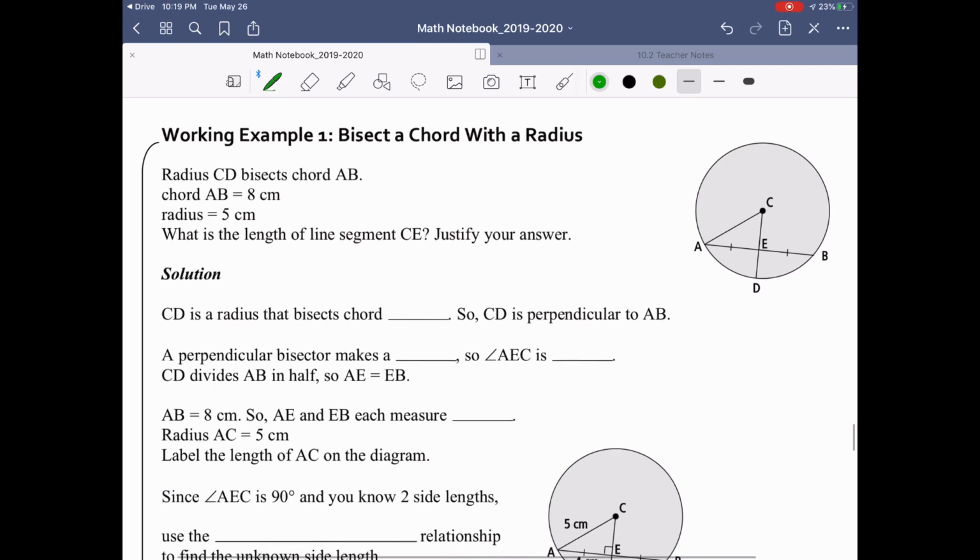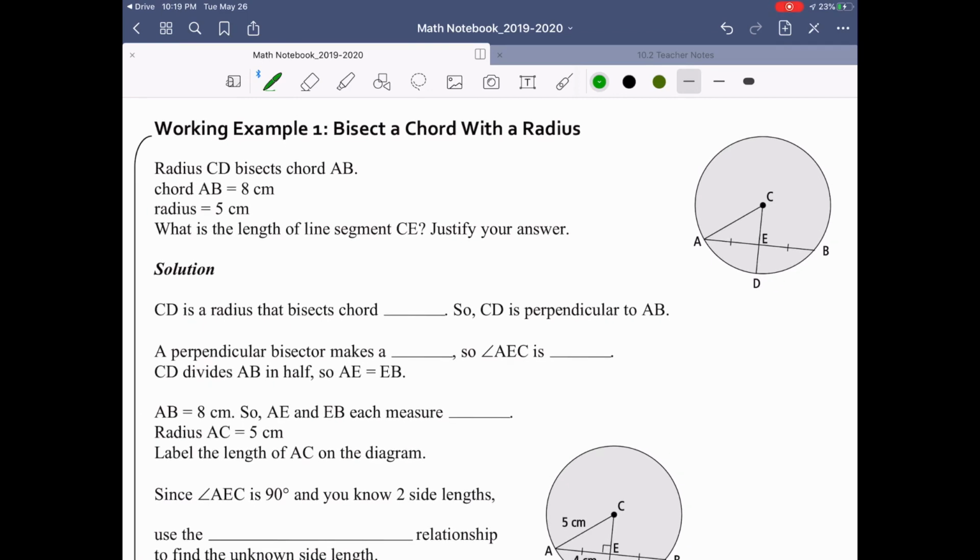Working example number 1: bisect a chord with a radius. It says radius CD, from C to D, is a radius because it goes from the center of the circle to the edge of the circle. It bisects the chord AB. Remember, bisect means that it cuts it in half. Chord AB is 8 centimeters long, and the radius is 5 centimeters long. Then it asks, what is the length of line segment CE? It just wants us to figure out how long this line is, from here to here.